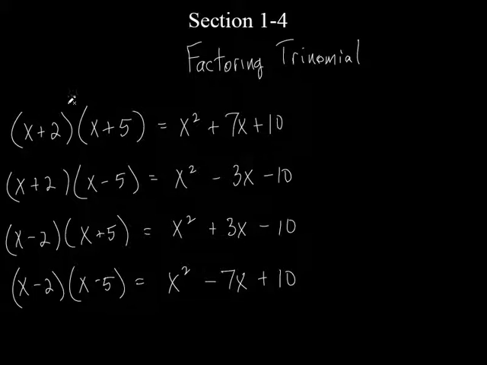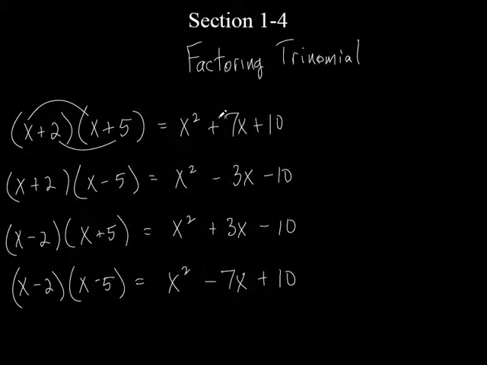What I want us to do is see a little pattern here. The first and the last terms were easy. Every one of these started off with x squared, because it always started off with a positive x and a positive x. Look at the last terms. All you did was multiply to get the last number. But the middle number is different every time: positive 7, negative 7, positive 3, and negative 3.